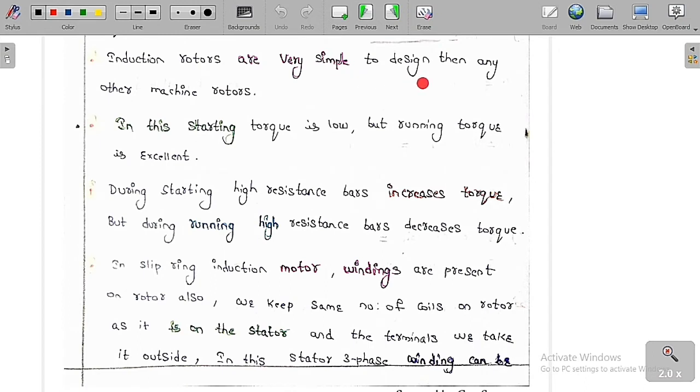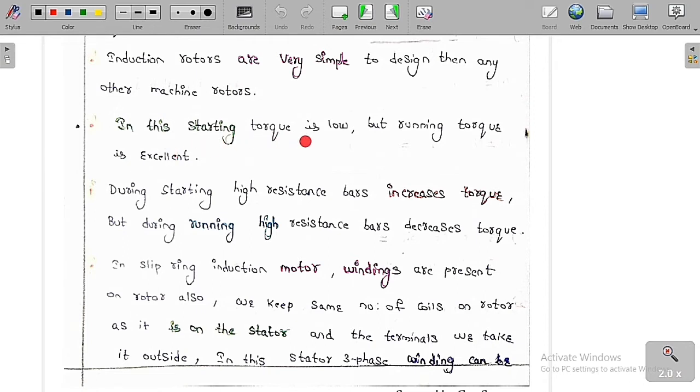Induction rotors are very simple to design compared to any other machine rotors. Induction machine rotors are easily designed when compared to any other machine rotor.